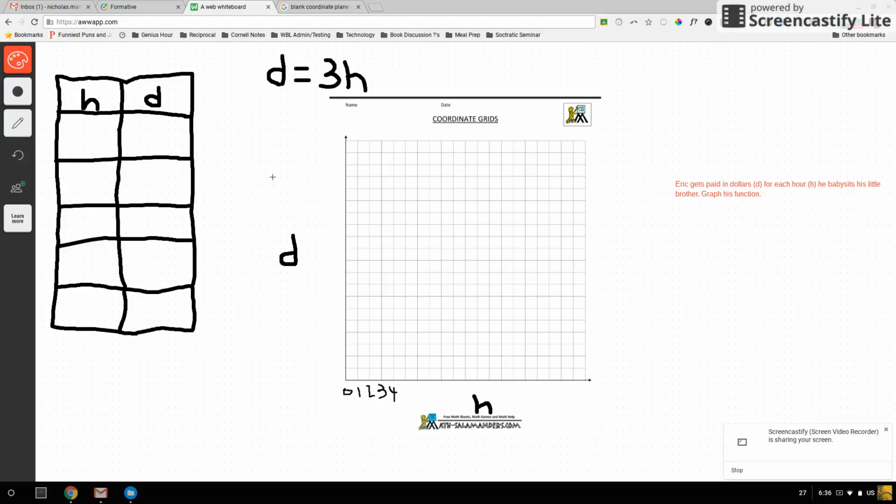All right, so when we get a function and we want to graph it on a coordinate grid, first thing we have to do is fill out a function table. That's going to tell us what our points are, what our coordinates are on our grid. Okay, so let's start filling some things in. Sometimes these are filled in. If they're not filled in, then we can do a few ourselves.